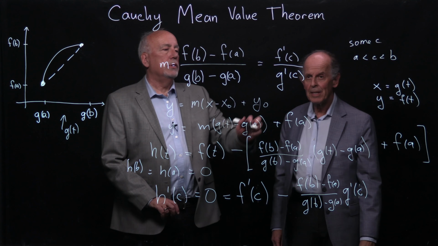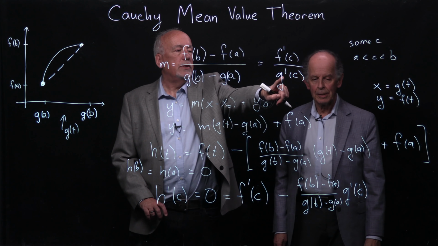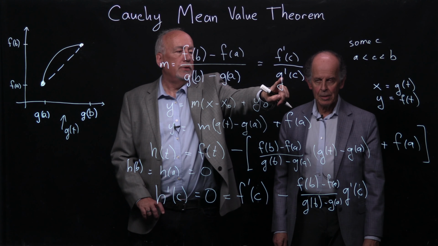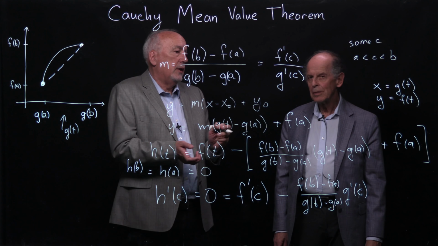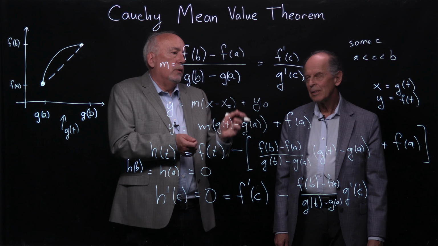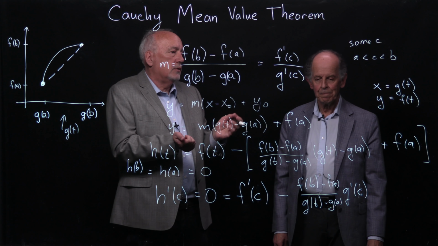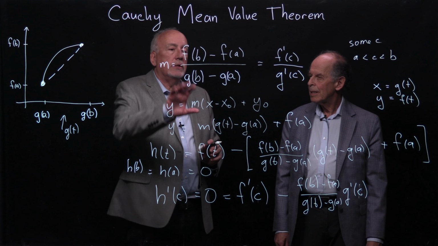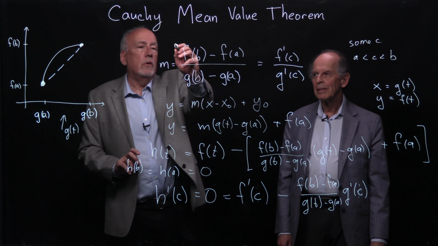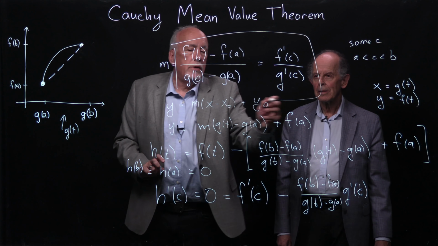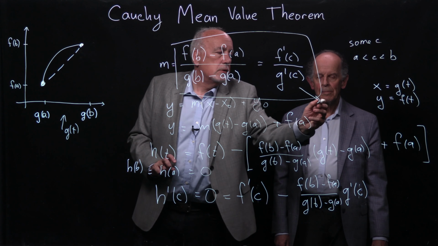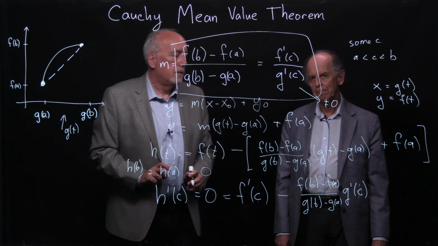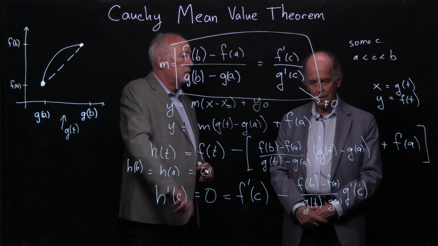That's right. So we might have a bad situation here if g prime of c was equal to 0. So for g, let's say g was something like the sine of t. At some points the derivative of sine is going to be 0. So we might have a problem here. So exactly right. This is sort of the traditional form for the Cauchy mean value theorem, with the assumption that this guy is not equal to 0. But otherwise, you can do it this way.